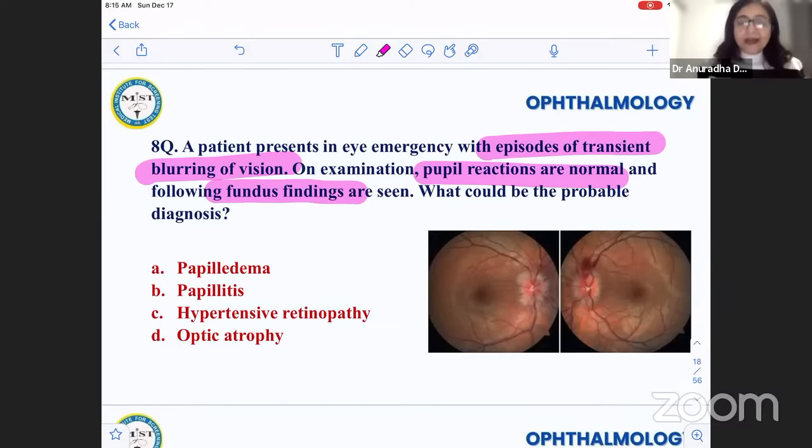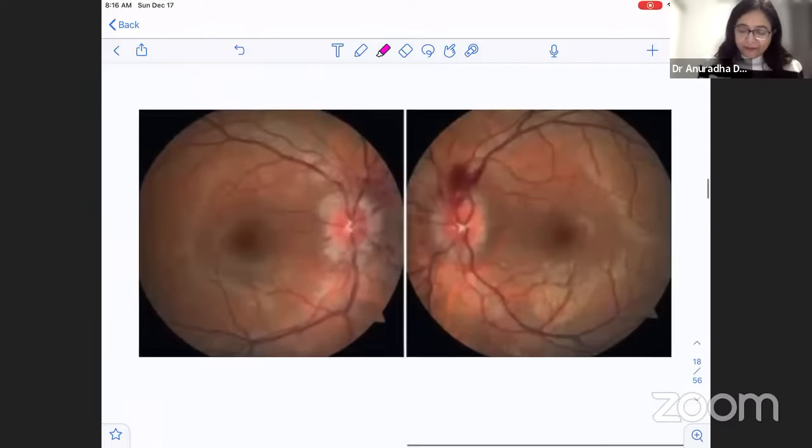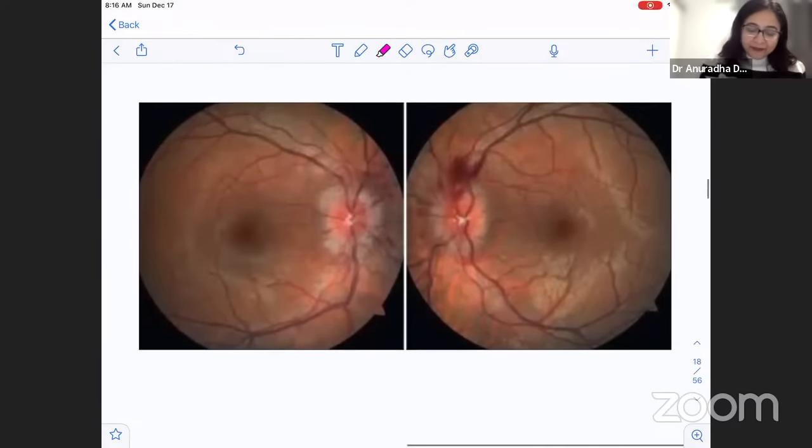So what is the other name given for episodes of transient blurring of vision? That is called amaurosis fugax. Amaurosis fugax. Okay, bache? Right? So amaurosis fugax means that the patient has transient blurring of vision. So what is the patient having? Amaurosis fugax. Pupil reactions are normal and this is the fundus image. So what are you noticing in this fundus image beta?